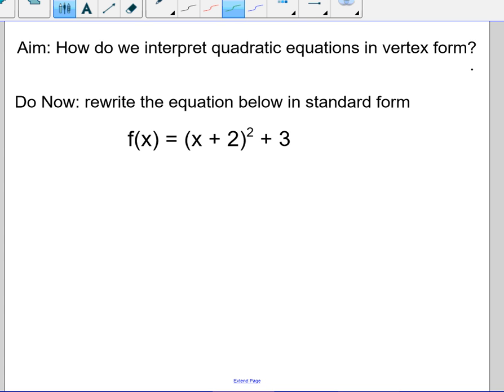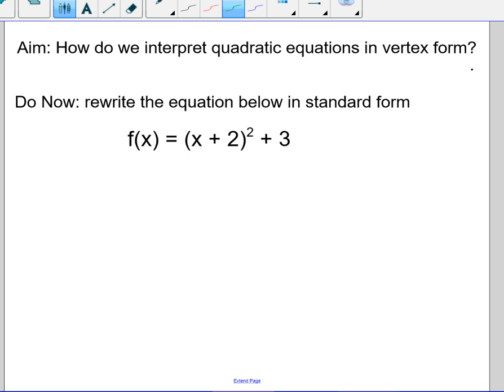Today's aim is how do we interpret quadratic equations in vertex form? And your do now is to rewrite the equation below in standard form. So you're going to do a little bit of distributing. My hint to you is that x plus 2 squared means x plus 2 times x plus 2.